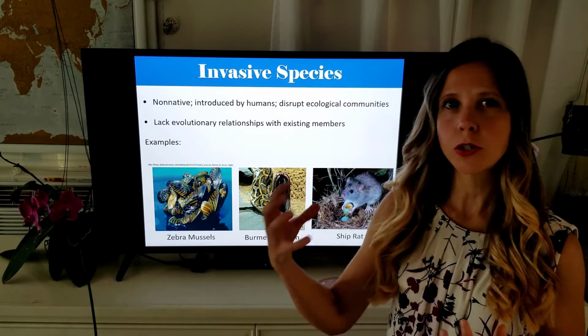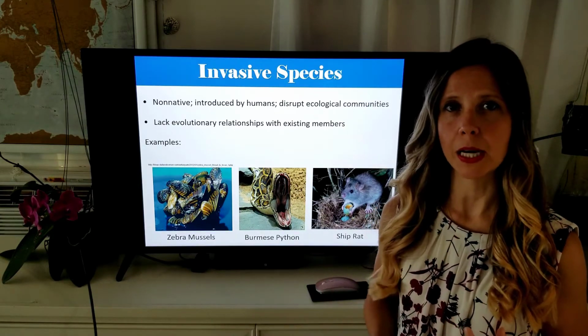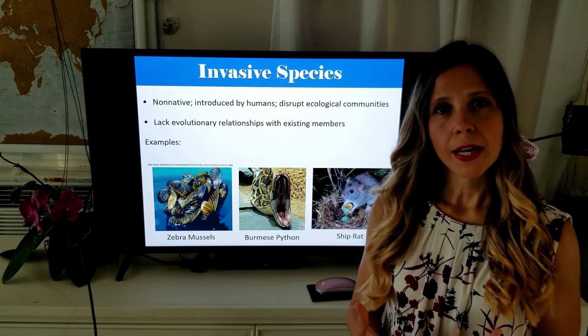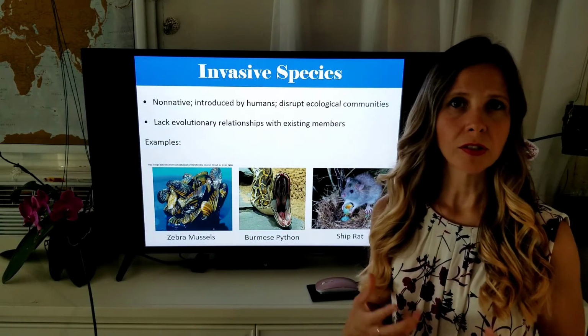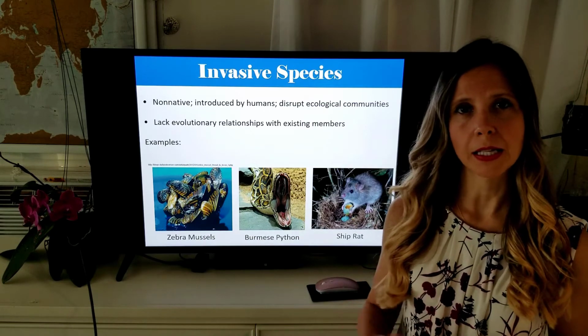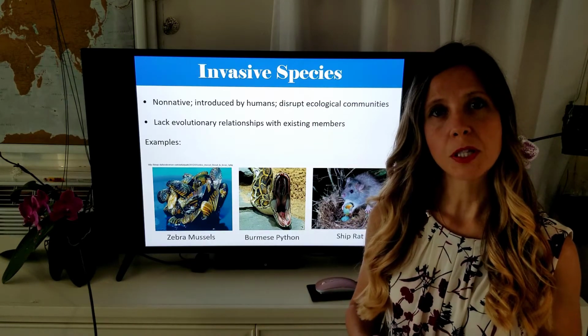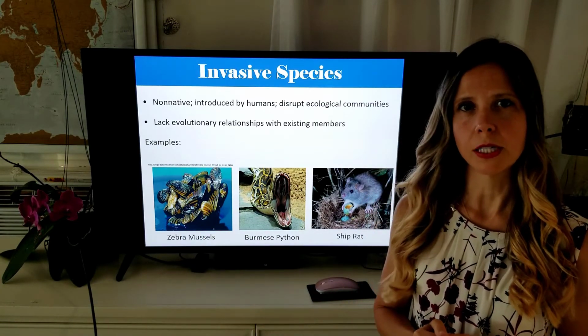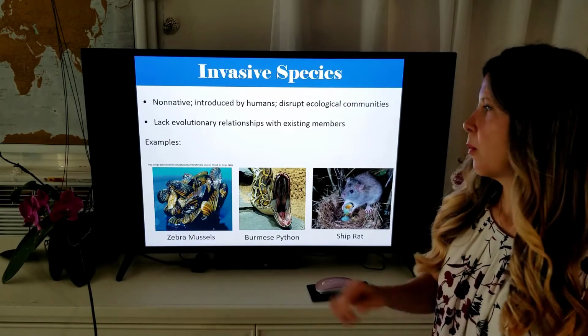It doesn't have strong predators to keep its numbers down. The organisms that it preys on within that community don't have good defenses against this invasive species, and so they can easily be wiped out and led to extinction. So invasive species are really dangerous within our communities. So let's have a look at some of the examples up here.